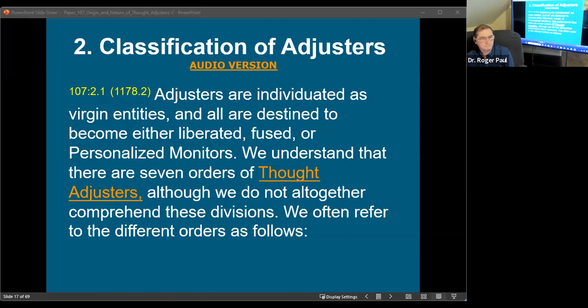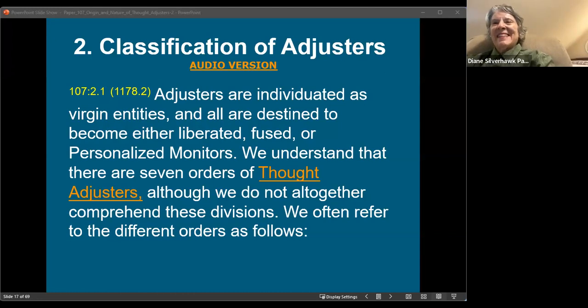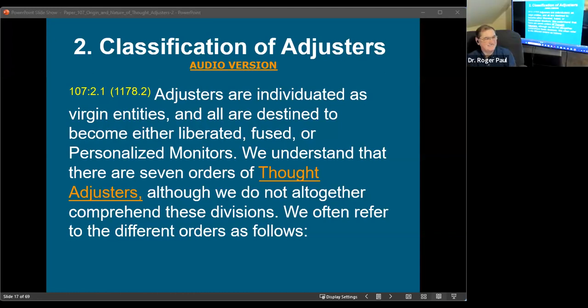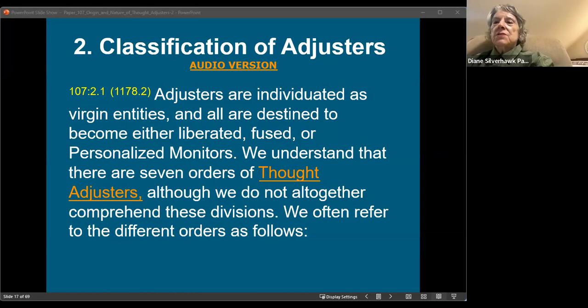Okay. 2, classification of adjusters. I can't hear you, dear. Are you unmuted? Unmute.